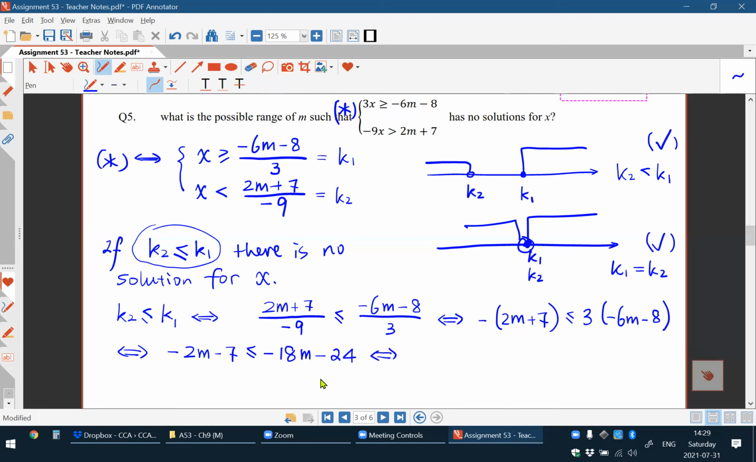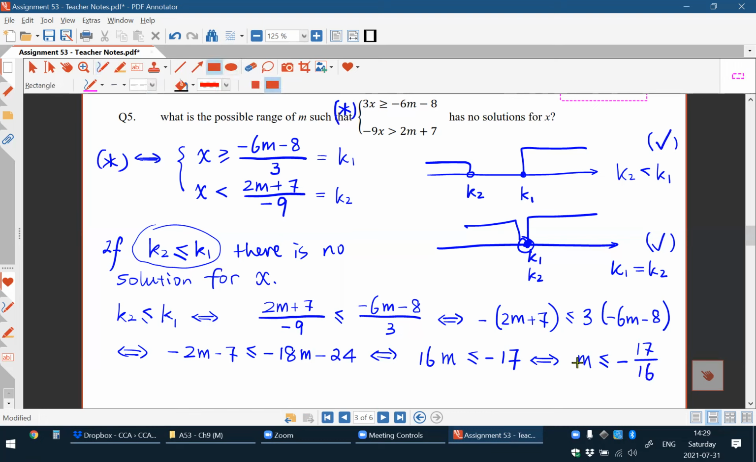Okay, so now let's separate the m and constants. If we put minus 18m on the left-hand side, it becomes 16m less than or equal to minus 24 plus 7, which is minus 17, right? And at last, we can divide both sides by 16. 16 is positive, so we don't change the inequality symbol here. So m is less than or equal to minus 17 over 16. This is our m.